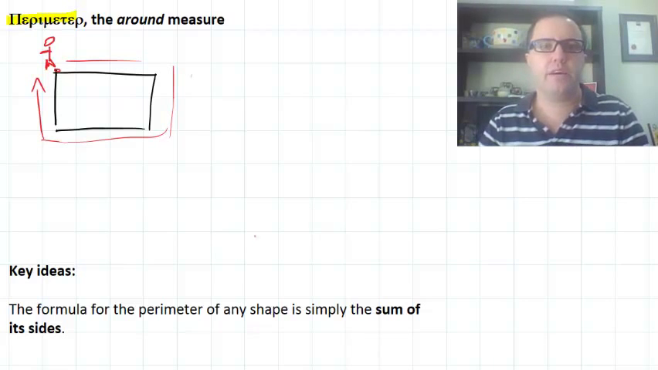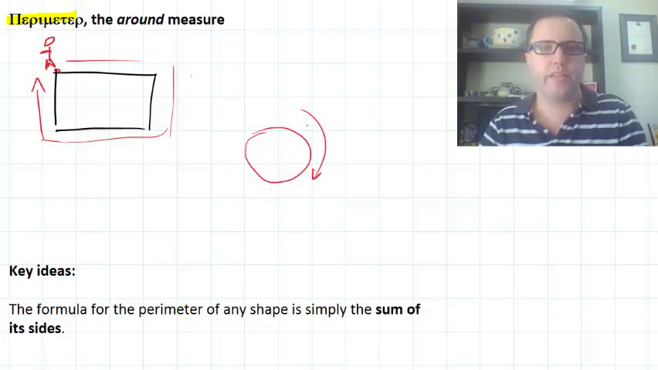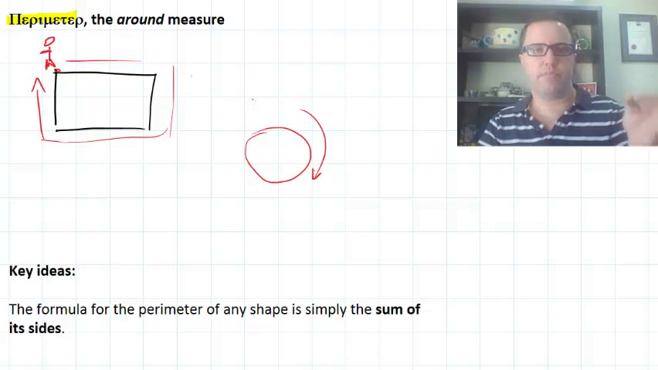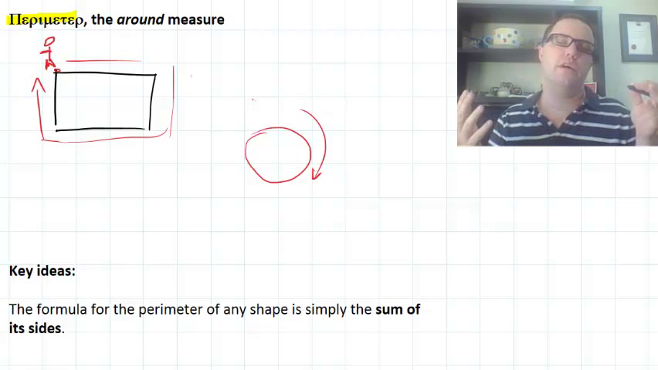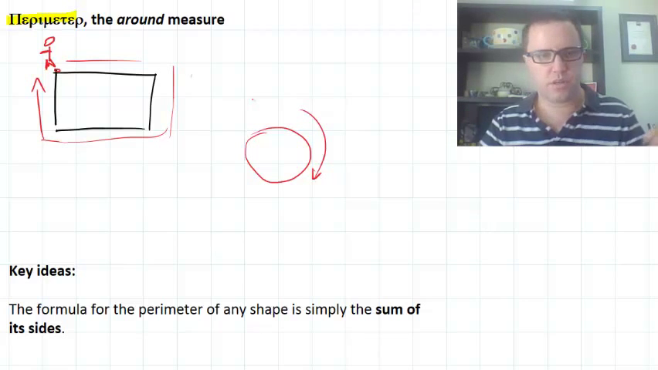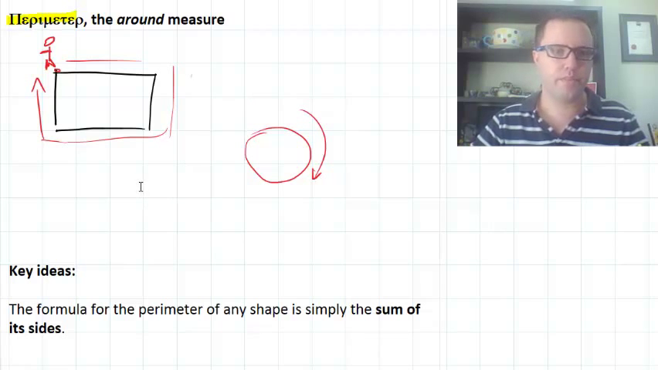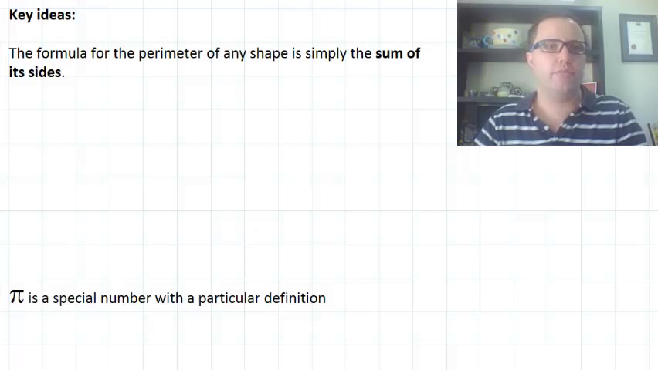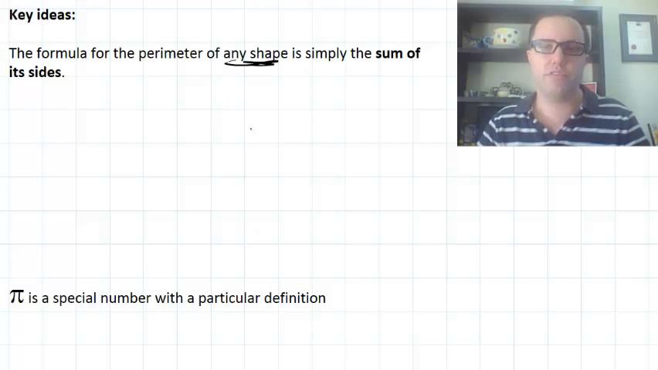Now, when we're talking about circles, however, something different. If we walk around that, that's called the circumference. So a little bit different. Perimeter is the measurement around anything, but for a circle, the special thing is circumference. Okay, so a couple of key ideas for us. The formula for the perimeter of any shape is simply the sum of its sides.